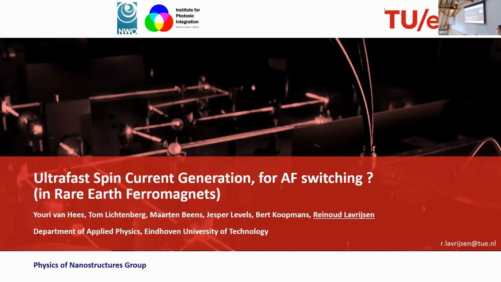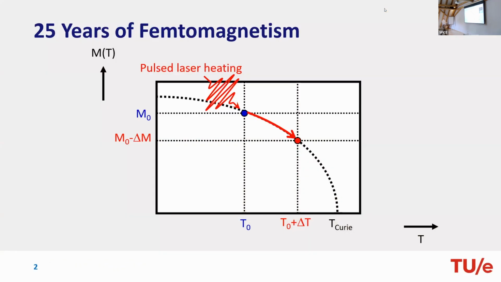I was asked to specifically address ultra-fast switching of antiferromagnets, which I will not do. Sorry for that, but I will give an introduction on how we can use optically induced spin currents to maybe address ultra-fast switching in the future. So the talk is ultra-fast spin current generation for antiferromagnetic switching, and in my abstract, in rare earth ferromagnets, which I will address a little bit, but I took it out mostly. So this talk: 25 years of femtomagnetism, let's put it that way.